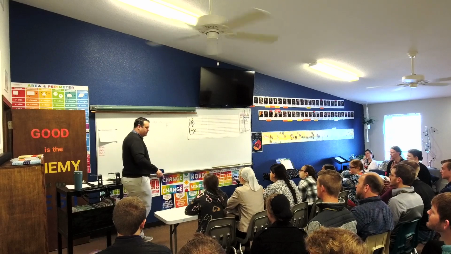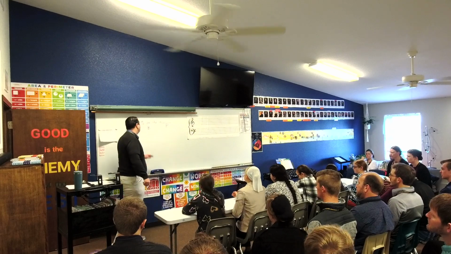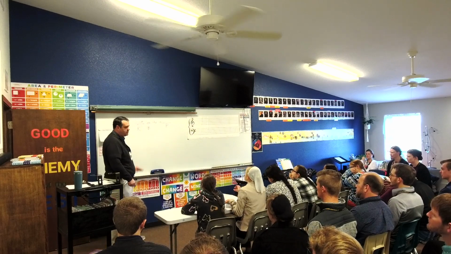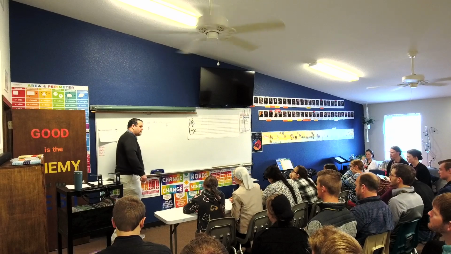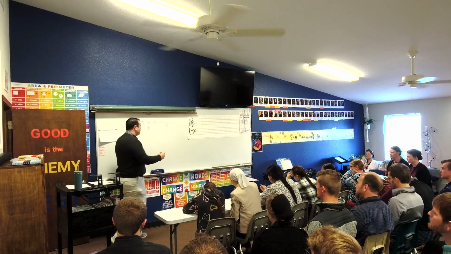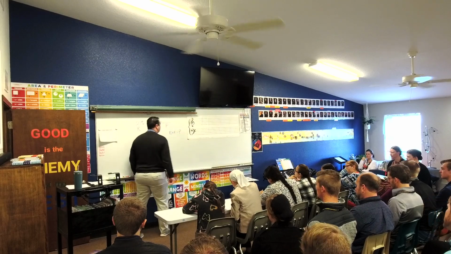Okay, so turn your paper over. And you solve this one on your own paper. 27% of 92 is what? You know how to do it? Remember the formula for this one? B times R equals P.